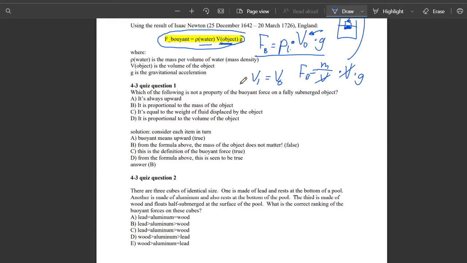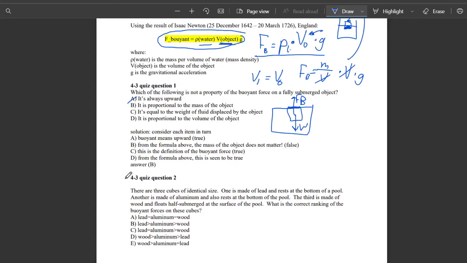Which of the following is not a property of the buoyant force on a fully submerged object? It is always upward. Well, this is true because if we were to draw a free body diagram of a box that is just about completely submerged, with the water level, we see that the weight force is acting down. And in order for this to stay at rest and not go anywhere, the buoyant force has to be upward. So F sub B and weight. So therefore, buoyant force has to be upward to counteract the weight force.